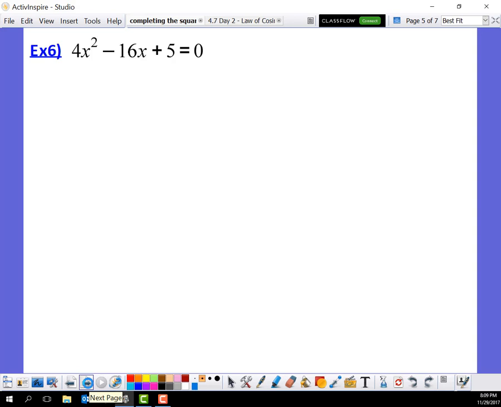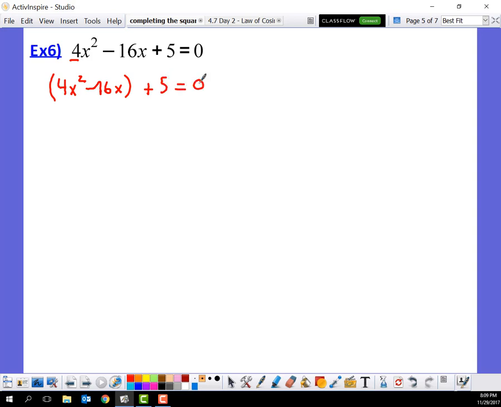If you want to try this on your own, you can pause the video now and do it. I'm going to walk you through it step by step, because some of you still need to see this one more time. Very clearly I can see my a value is not 1, so I know I'm going to have to factor out the 4. So here's how I set this up. I'm going to group the 4x squared minus 16x together like this.